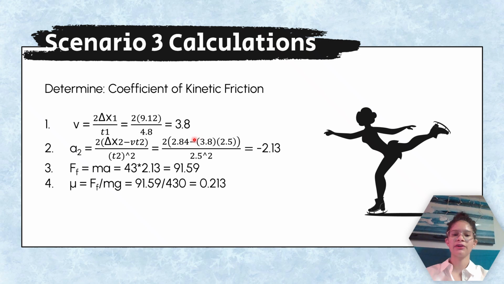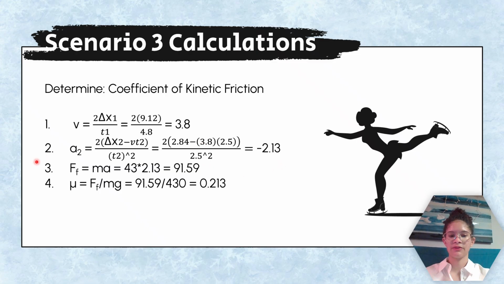And then your acceleration during the second period as it slows down. This is just, again, a manipulated kinematics formula. You can think of it as whatever is left over from initial velocity times time, over time squared. That's all this is. And so you end up with negative 2.13. It should be negative because you're slowing down.